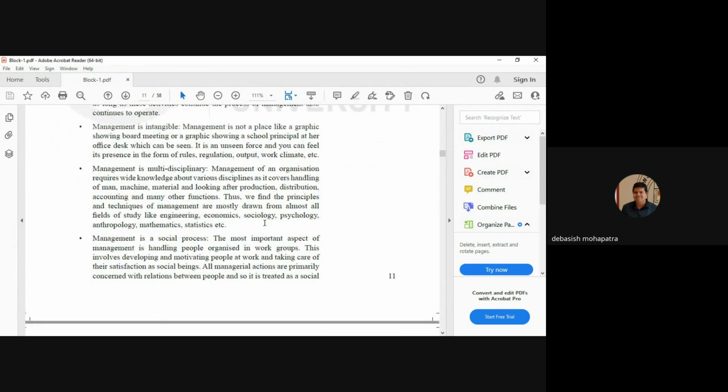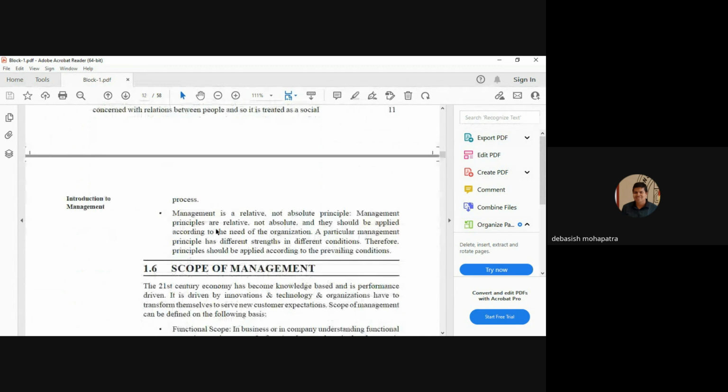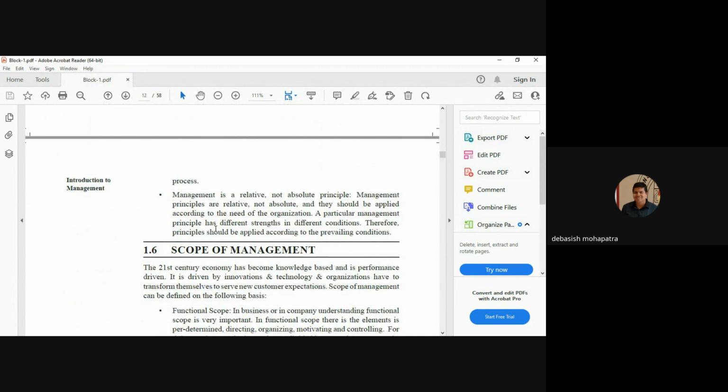Management is a social process. The most important aspect of management is handling people in a work group, and this involves developing and motivating people at work and taking care of their satisfaction as social beings. Management is a relative, not absolute, principle, means management principles are relative, not absolute, and they can be applied according to the needs of the organization. Whatever the needs of the organization are, management will take care of them accordingly.